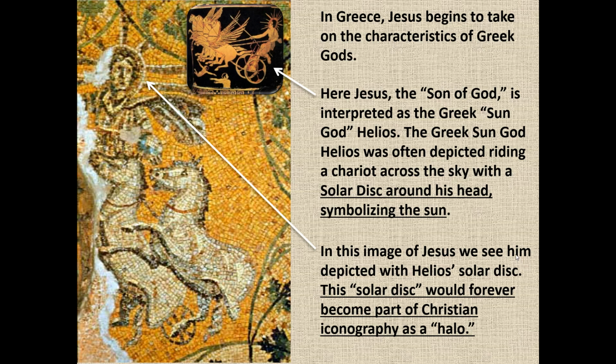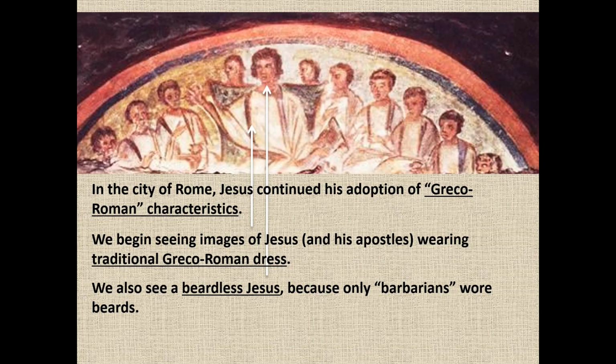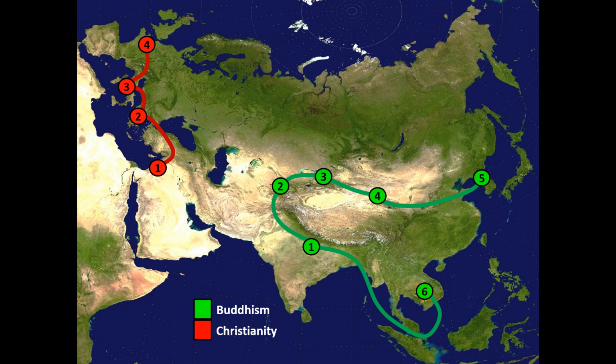Specifically, the big main thing that they adopted was iconography, which was the depiction of holiness, or a halo, with this seal around their head. From the Greek states, Christianity then spreads to the Roman Empire in Italy. Within Rome, Christianity continued to adopt Greco-Roman characteristics, and we begin seeing Jesus and his followers wearing traditional Greco-Roman robes, right, the dress. We also see a beardless Jesus become known because only barbarians wore beards, and they were constantly trying to invade the Roman Empire. From Rome, Christianity spreads throughout Europe.